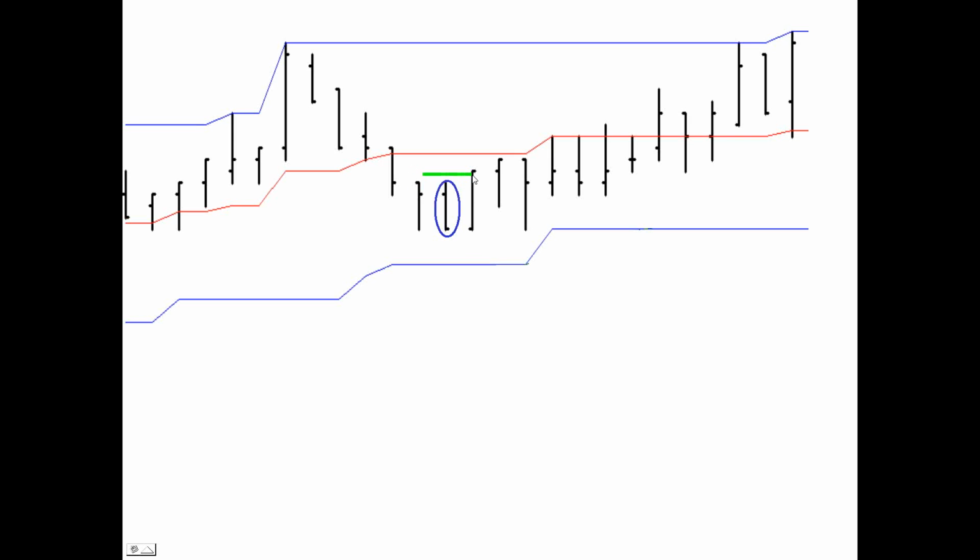Now on the very next bar, what happened? We traded there. Remember, we do not need to close there. You could trade there and then close lower. That's okay. But in this case, we traded there and we closed a little higher. So this is our entry point. And then look what happened.